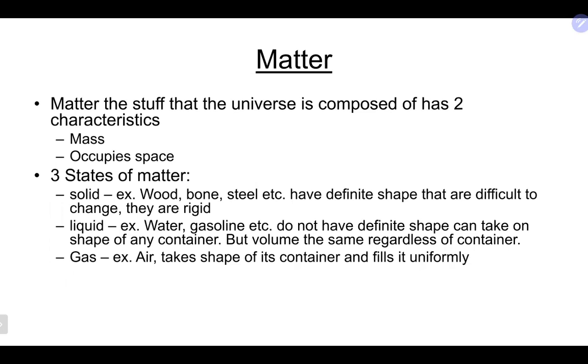Solid, things like wood, bone, steel. Solid things have a definite shape, and they are difficult to change. They're sometimes referred to as being rigid. Clearly, this tabletop is a solid. I can't just fold it over and change the shape of it or anything like that. So it's very difficult to do.